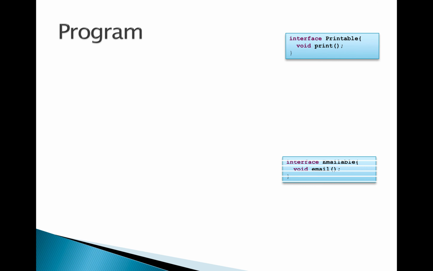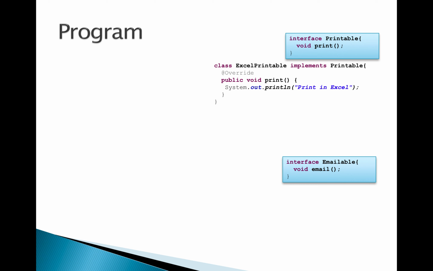Now I have a class. Similarly, I have one more interface that can be emailable, and it is having a method called email. I have a class called Excel printable, which is implementing the printable interface. So this is how you implement an interface. So a class Excel printable implements printable. That means here printable is the interface name, Excel printable is the class name, and this is nothing but the provider class.